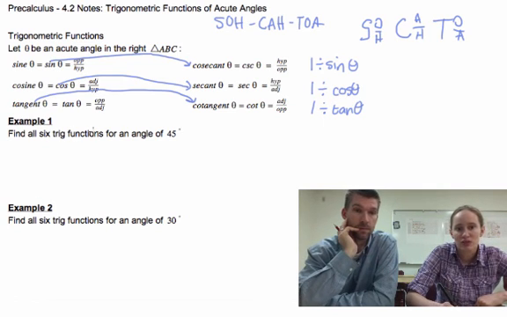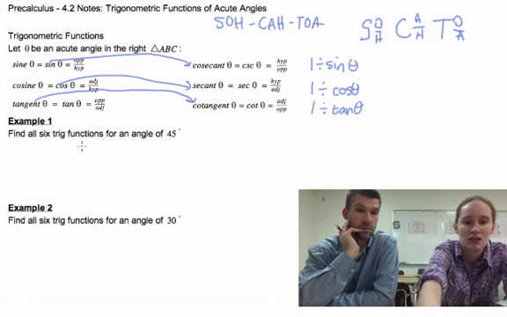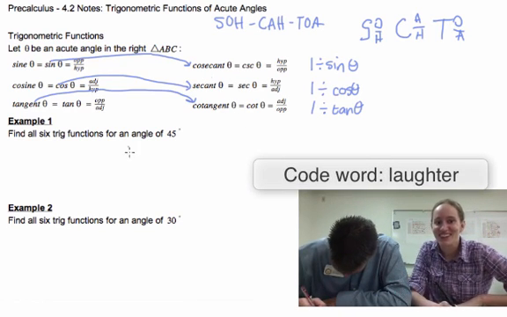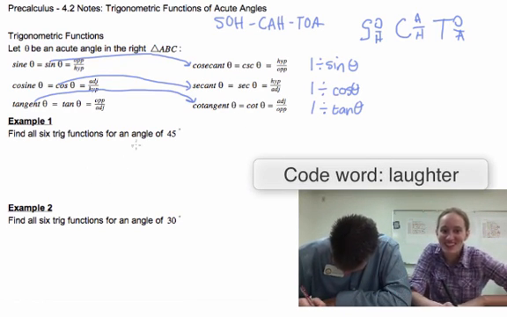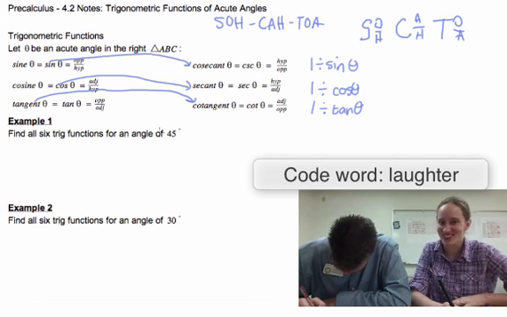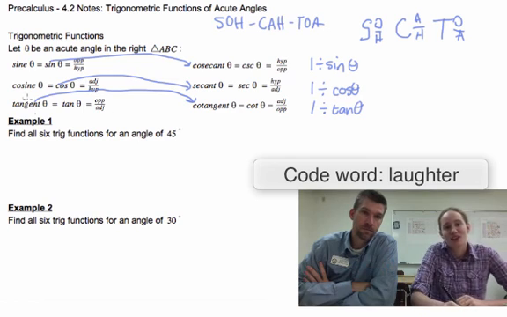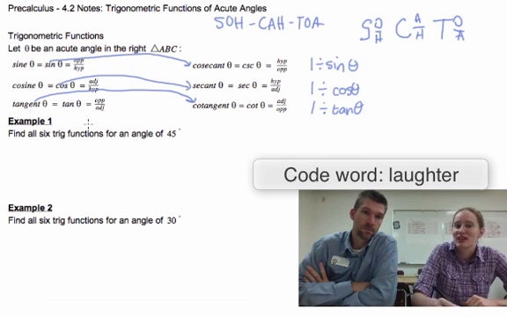Right. Okay, find all 6 trig functions for an angle of 45 degrees. Now, okay, so, sorry. Find all 6 trig functions for an angle of 45 degrees. Should I stop? Okay, find all 6 trig functions for an angle of 45 degrees.